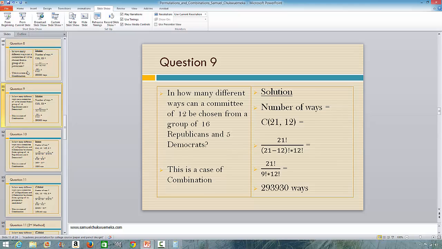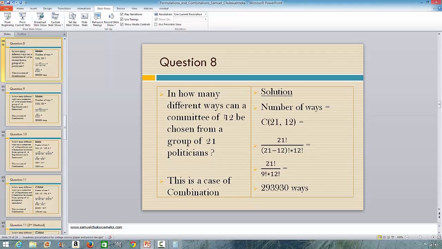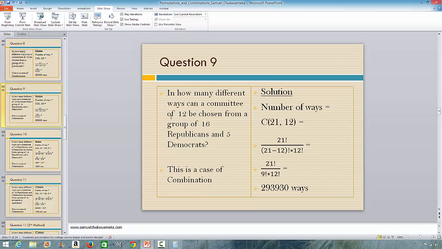Question 9. Let's look at question 9. In how many different ways can a committee of 12 be chosen from a group of 16 Republicans and 5 Democrats? If you look at this one, this is a committee of 12 chosen from a group of 21 politicians, and this is a committee of 12 chosen from a group of 16 Republicans and 5 Democrats. It's still the same combination. They didn't ask us in how many ways a president, a vice president, and a secretary can be chosen from a group of 16 Republicans and 5 Democrats. They did not ask us that.